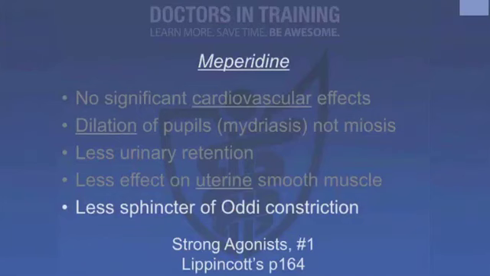And you get less effect on the sphincter of Oddi. So remember how we talked about pancreatitis, and the morphine theoretically can clamp down on that sphincter and cause a kind of regurge of secretions back into the pancreas and cause an increase in amylase and lipase. Again, this is more historical.